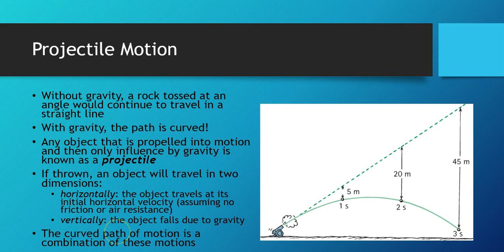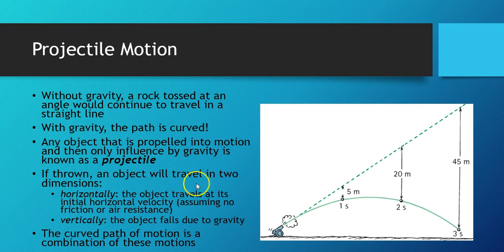So, if you were to throw a rock into the air without gravity, as we know from Newton's laws, it's going to continue in a straight line until a force acts on it, right? It would just continue traveling in a straight line. But because we know that on the surface of the Earth there is gravity, when you throw something, gravity pulls it down as it's moving.